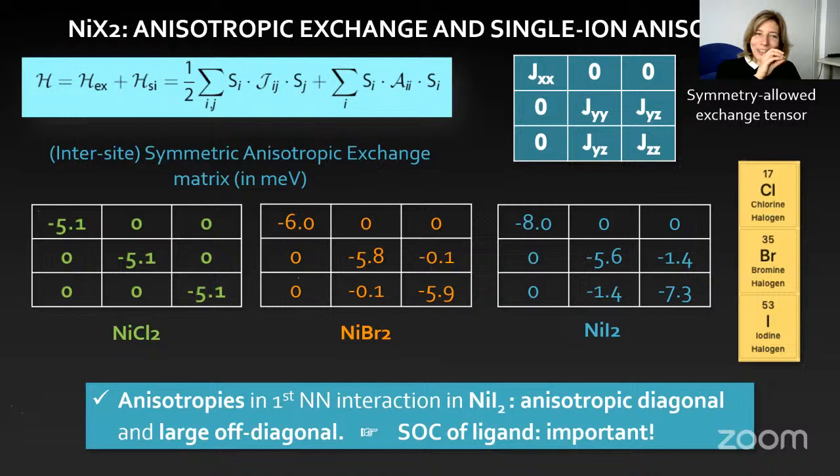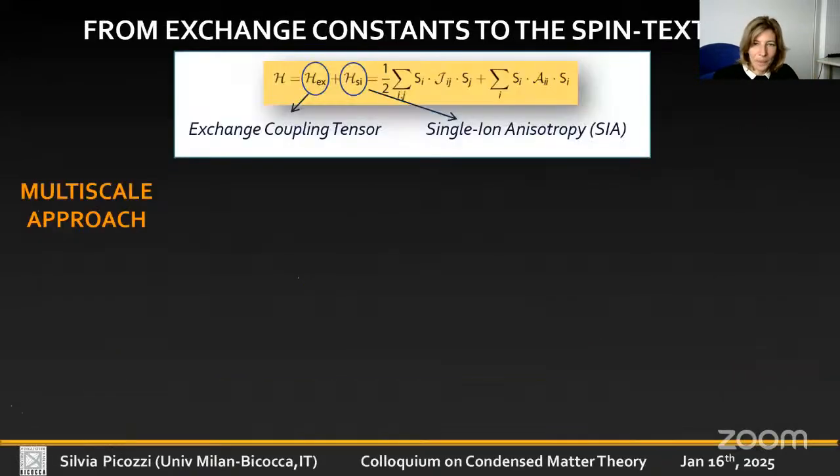And if I compare nickel chloride, bromide, and iodine, what changes is not the nickel, but the anion. All the effects that we are seeing must actually come from the anion. So it's the spin-orbit coupling of the ligand that gives rise to this effect.